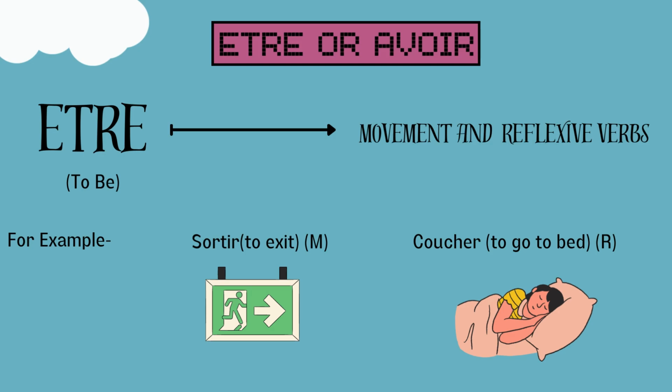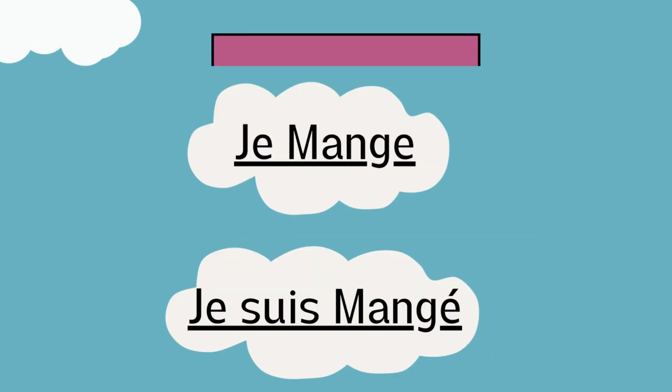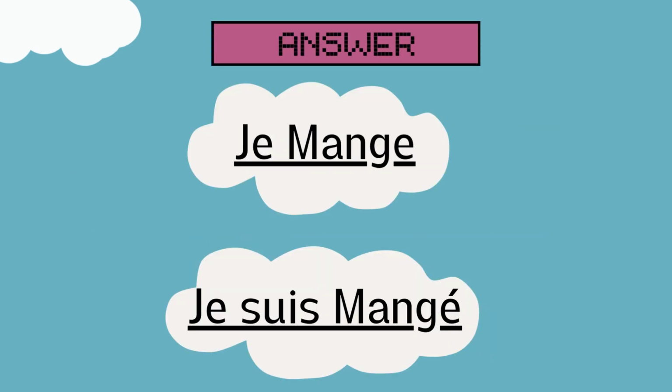So if we use all the things I just talked about, our original sentence je mange, or I eat, will be changed to je suis manger, because manger is a reflexive verb. Thus we are going to be using the verb être to conjugate the subject pronoun, and the verb manger ends with er, so we are going to remove the er and replace it with an é with an accent.